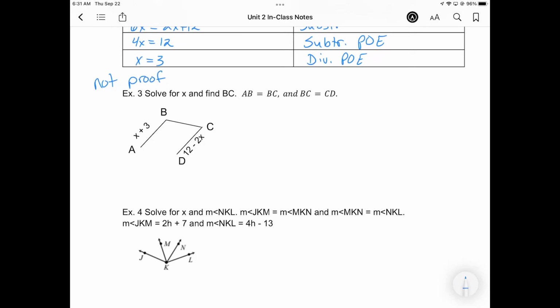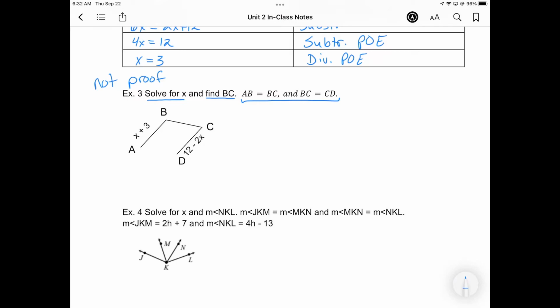Okay? We do not have to prove anything. You don't see the word given. You don't see the word prove. So there's no proof that we have to write here. All I want us to do is solve for the value of x and find a length of BC given this relationship. Okay? We are starting with this relationship.